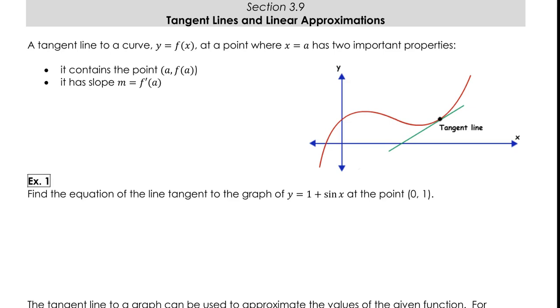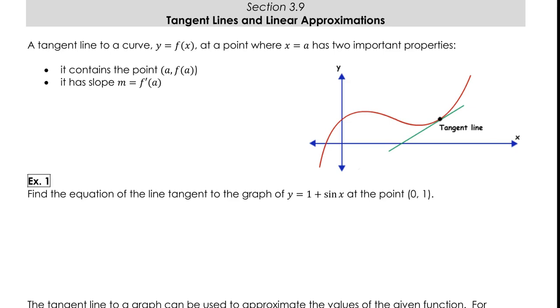So a tangent line. This is what we're looking at. You can see this red curve right here, and a tangent line, remember, touches once. You can see the tangent line is right here. Remember, the derivative at this point is equivalent to the slope of the tangent.